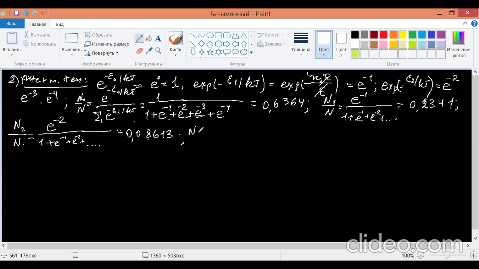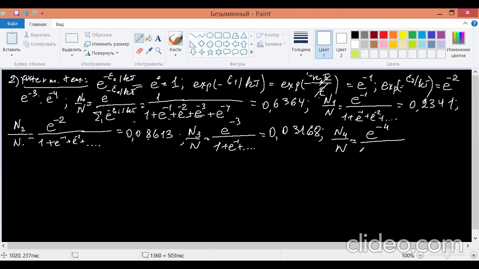The population of the next level is equal to n sub 3 over n, and is equal to e raised to minus third over 1 plus e raised to minus 1, and so on, and that will give you 0.03168. And the last, but not the least, as they say, n sub 4 over n is equal to exponent raised to the minus fourth over the sum, and that's equal to 0.01166.